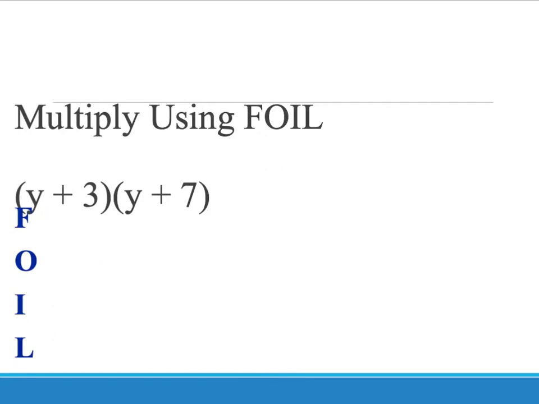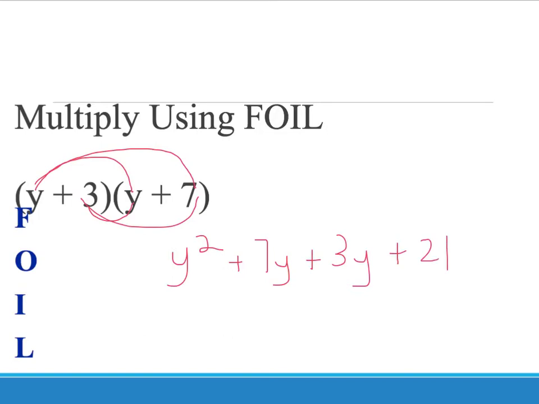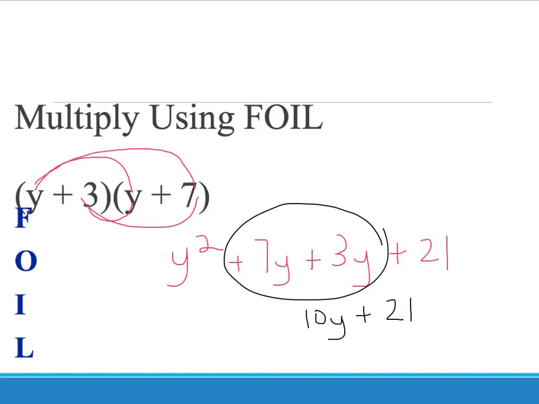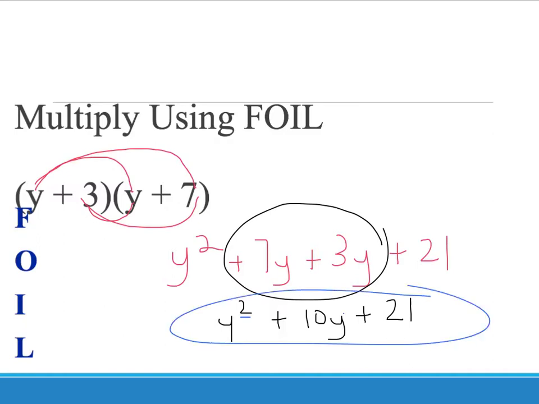Okay, let's try one more. So first, y times y, y squared. Outer, y times 7, 7y. Inner, 3 times y, 3y. And last, 3 times 7, 21. Okay, so this is actually the same one. Add 7y and 3y to get 10y, and bring down 21. And y squared. Okay, notice that it's in order, the highest term. So it's y squared, y, and then nothing.